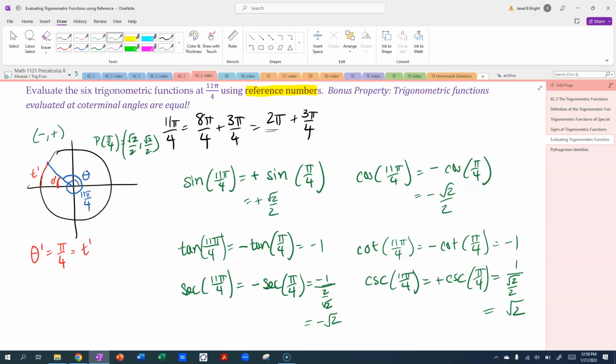So reference numbers, big idea. You can use the reference number for any angle that you're working with in a trigonometric function, and the trigonometric function at the reference angle will be the same as the trigonometric function of the angle, as long as you incorporate the sign of where the terminal edge of the angle lands. Okay, so there we go. We'll get some practice with this in class.